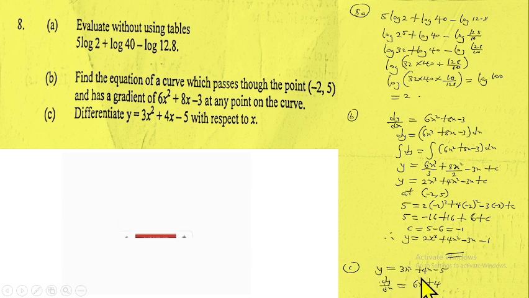So if you differentiate y with respect to x, you have dy/dx equals to, if I differentiate 3x squared, it will give us 6x, plus if I differentiate 4x, it will give us 4, and if I differentiate a constant, that gives us 0. So that means dy/dx equals 6x plus 4. So that's the solution for question number 8, and everything here also gives us 12 marks as well.